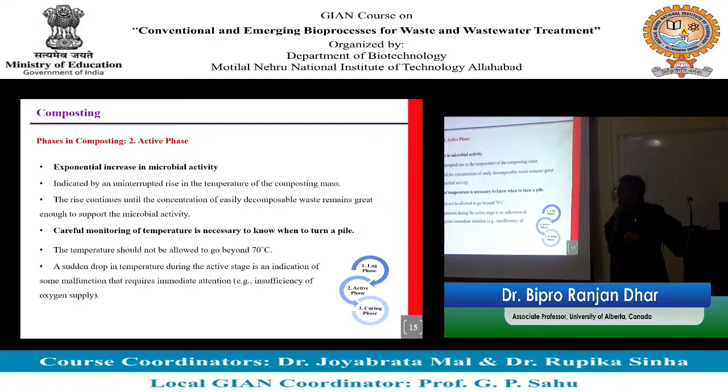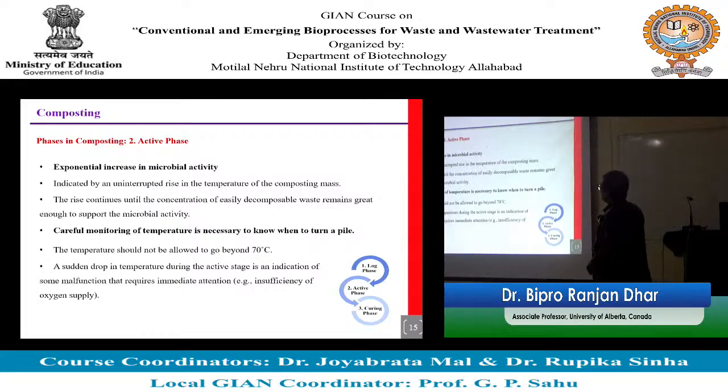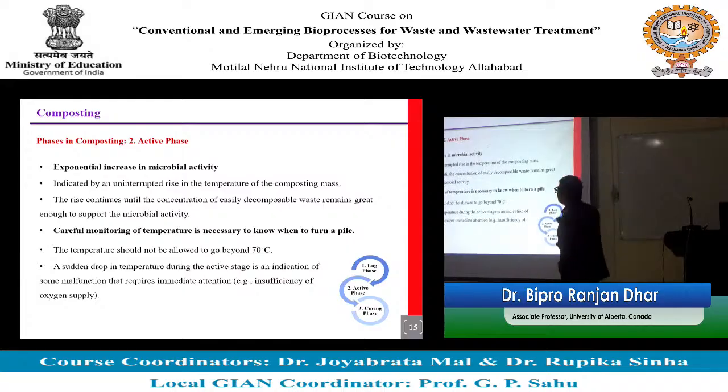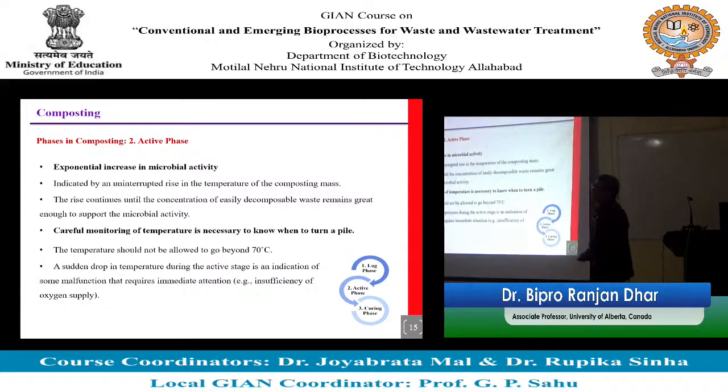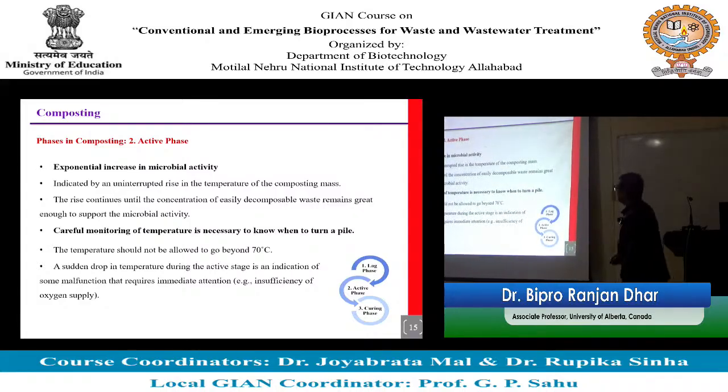But at the same time, you have to make sure that temperature does not go above 70. If it goes above 70, then it's a problem. You are going to kill all the microorganisms. It's mostly like you are sanitizing. But again, a sudden drop in temperature during the active phase is an indication that some sort of malfunction happened, and you have to take immediate action.